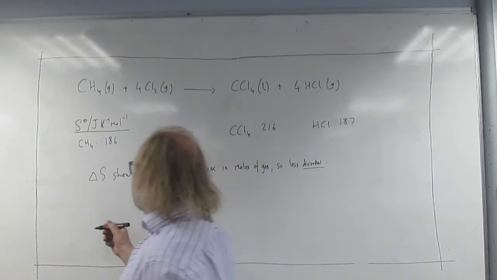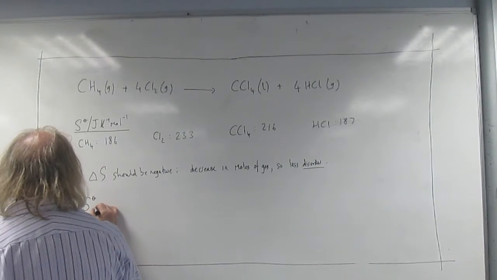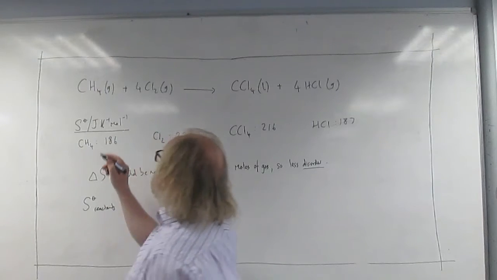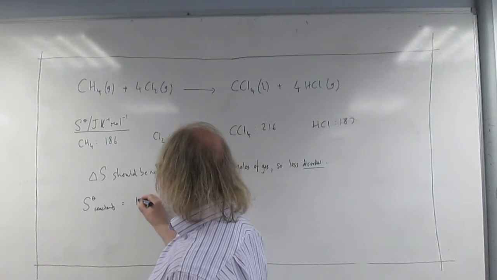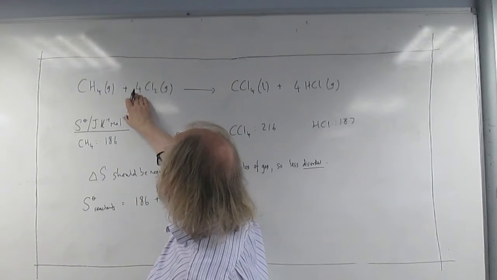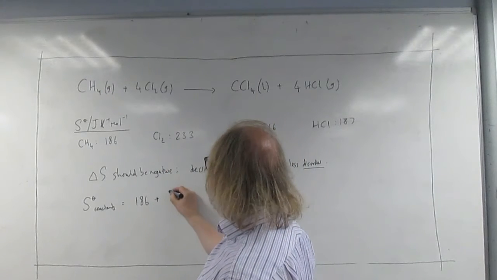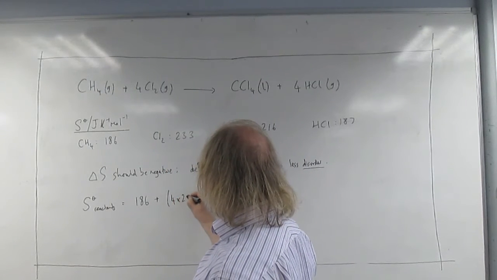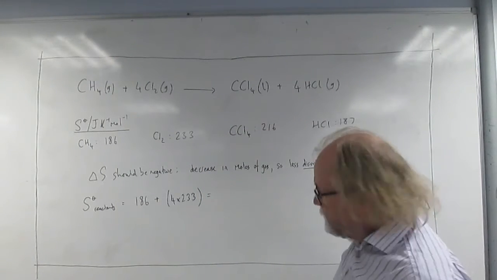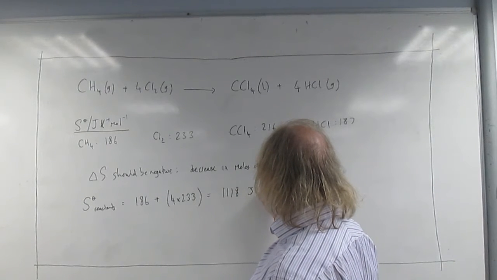So we can write down that S naught of the reactants, well, we've got methane, so that's 186, plus 4 lots of Cl2. The crucial thing is to remember that that means 4 moles of that, and it's 233 for 1 mole, so it's 4 times 233, which adds up to 1118 joules per Kelvin per mole.